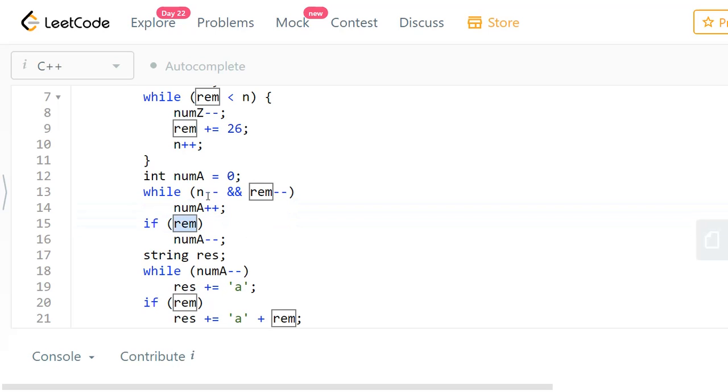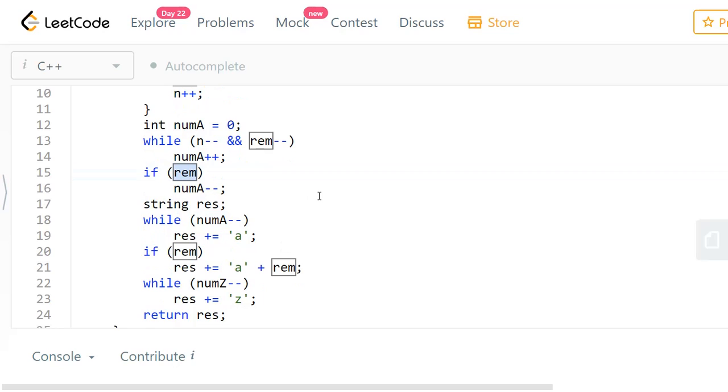But if the remainder is 0 and n is still positive, that means we are left with no value to fill the remaining positions. In that case, similar to what we have done with the alphabet Z, we need to remove one A, then use the remainder with some other alphabet. The remainder basically will be a value between A and Z.